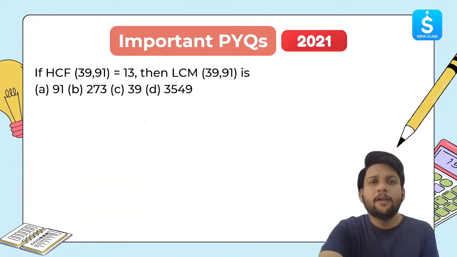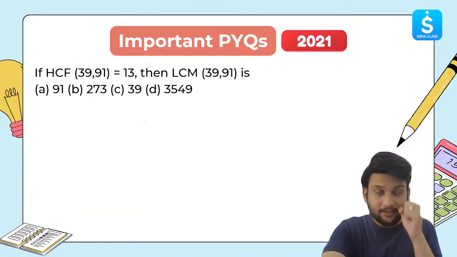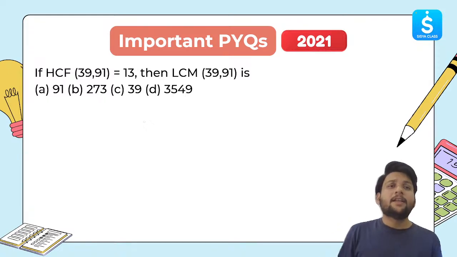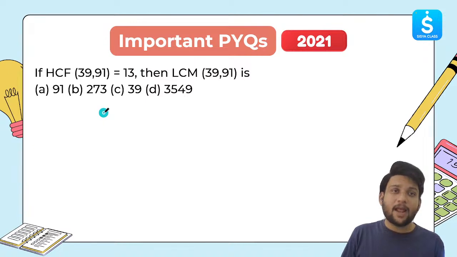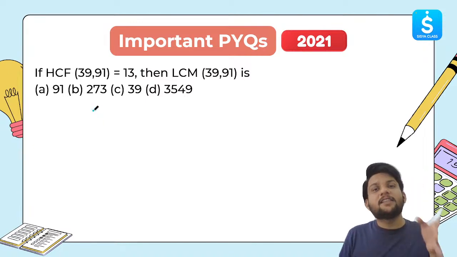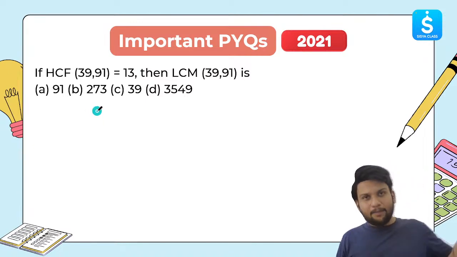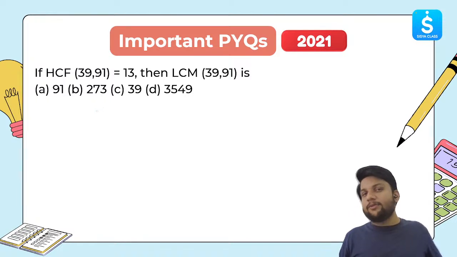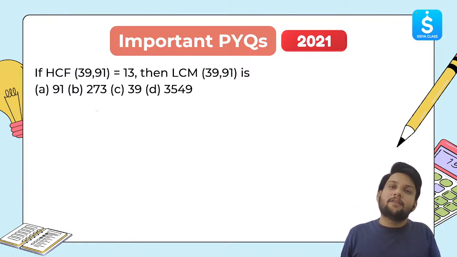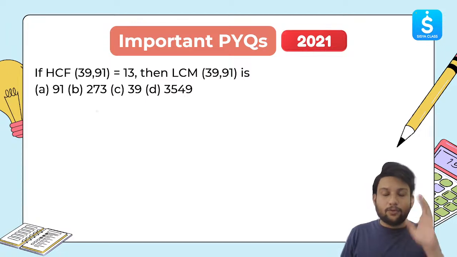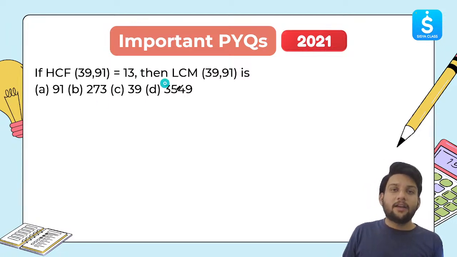Let's move forward. Now we have another question that was actually asked in 2021. It is given that HCF of (39, 91) is 13. See, if it is in brackets, don't get confused. These are the numbers themselves. Sometime back, one student was not able to do this question, and I asked why. He said that there was no number given. See, don't make these mistakes. The numbers are 39 and 91. HCF is given. We have to find the LCM.